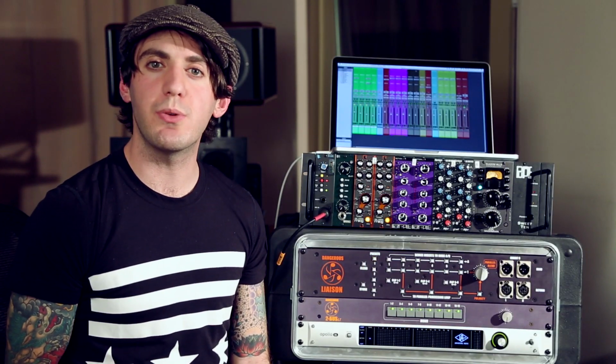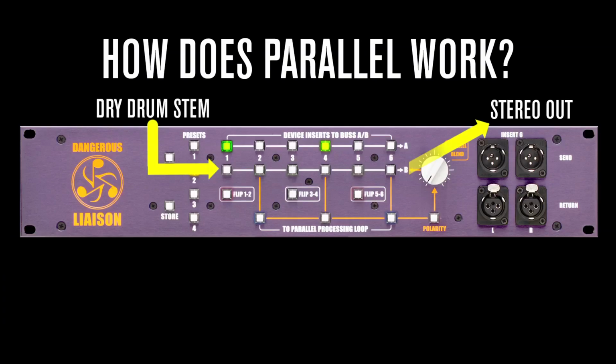So what exactly are we doing here? Let's go to the diagram. So we can see that bus B has my dry signal, but as soon as I engage my compressor on it, it's nothing but compressed signal. But if I take that compressed signal and send it to the parallel bus instead, my signal goes back to dry until I start turning up the level of the parallel bus knob.